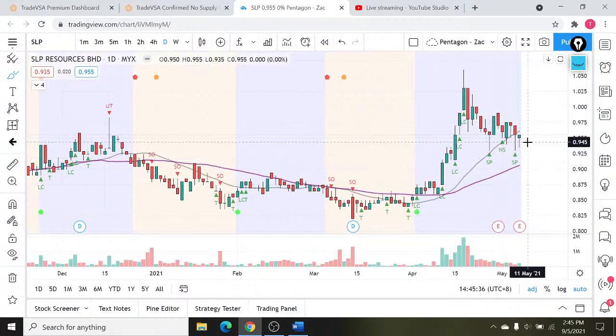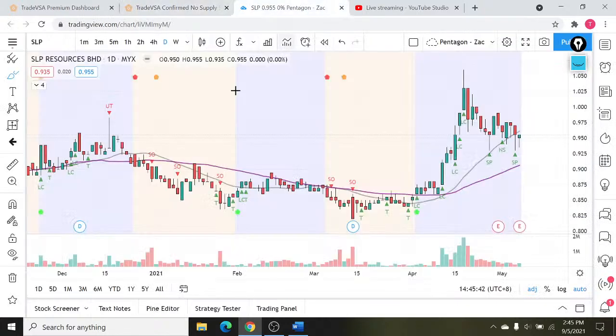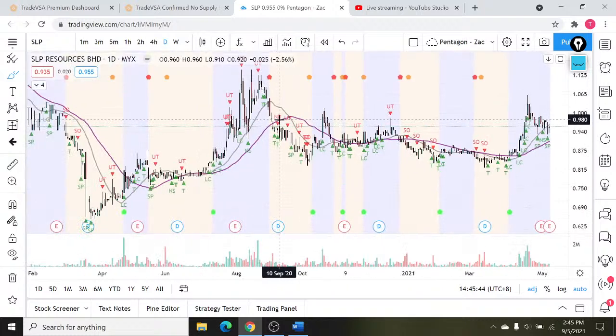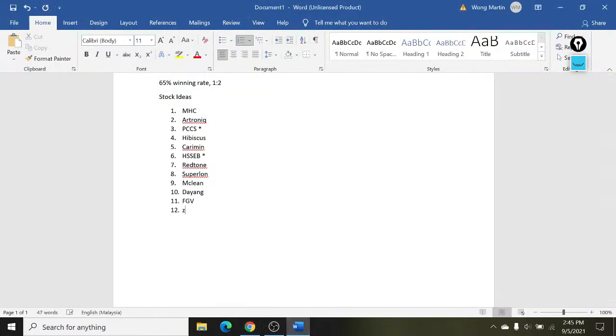SP and SSP. What they do on SLP? Packaging material. Oh, okay, packaging material. I kind of like it, but maybe later on, after all the plantation oil and gas, maybe I come back to look into some packaging counters. Okay, but put in the watch list first.